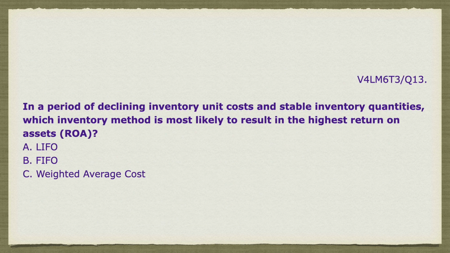In a period of declining inventory unit costs and stable inventory quantities, which inventory method is most likely to result in the highest return on assets, ROA? A. LIFO, B. FIFO, C. Weighted average cost.